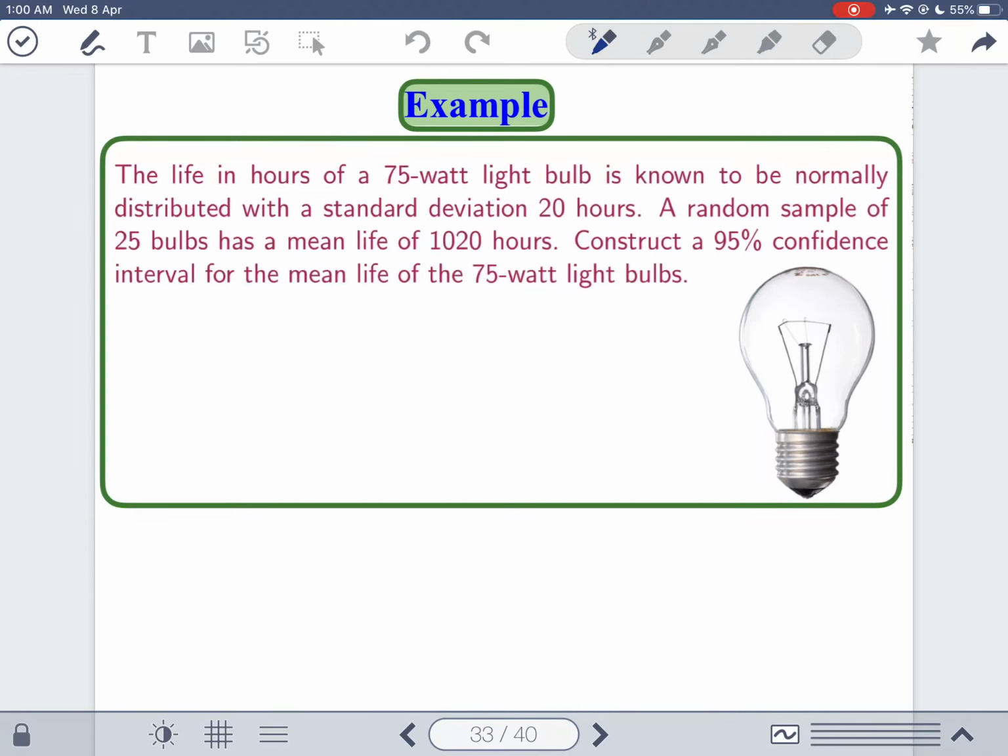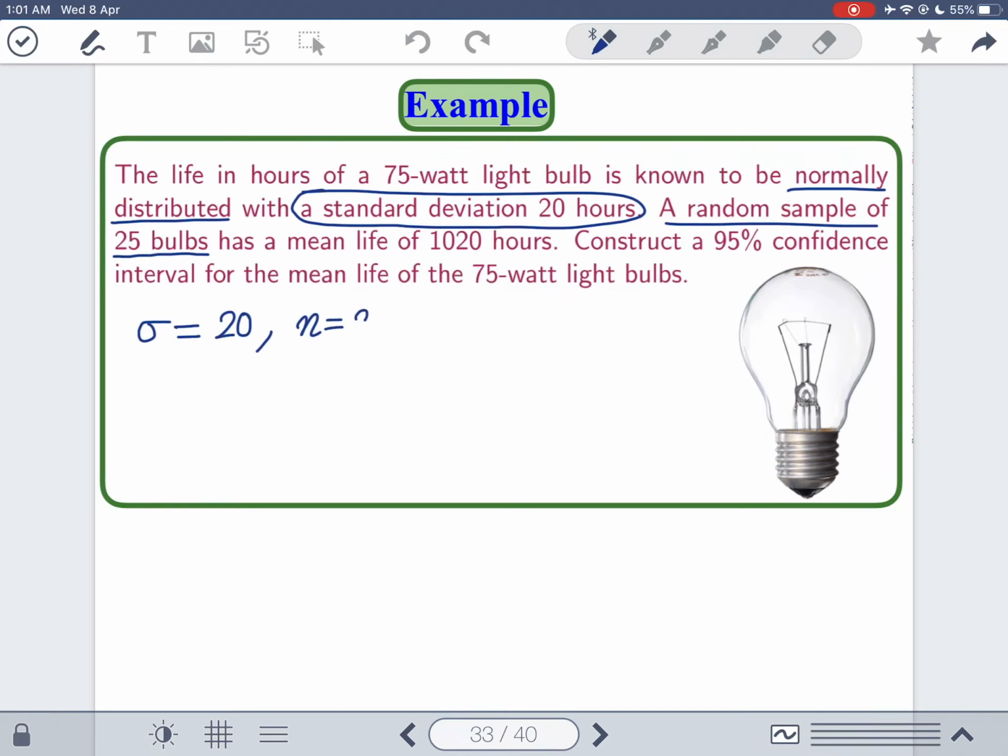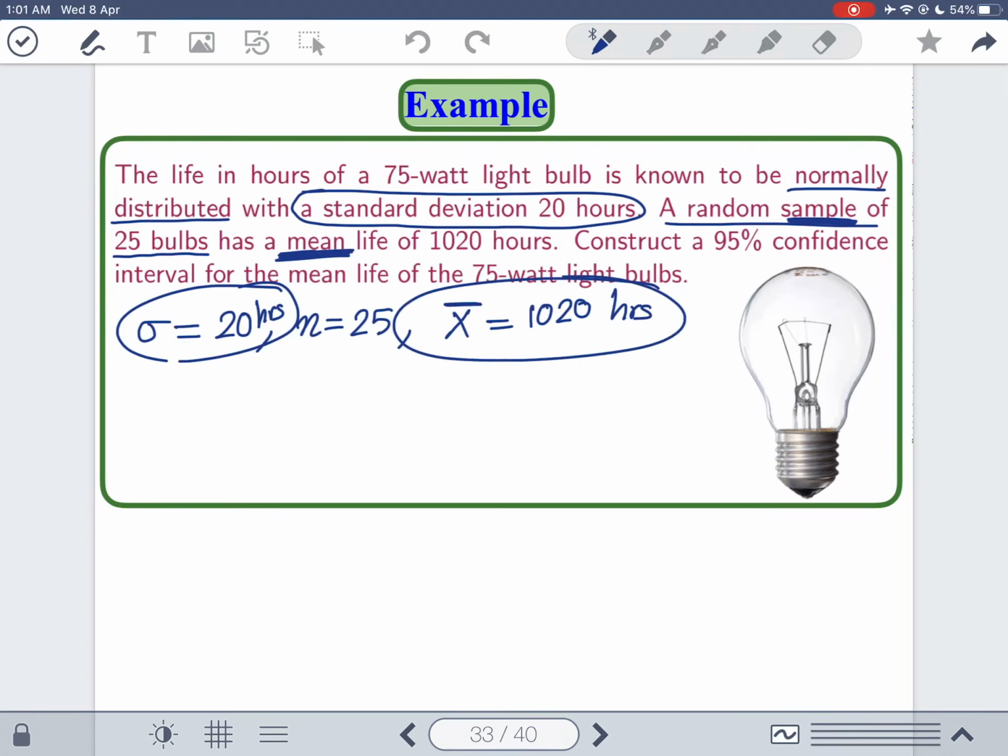So it says, the life in hours of a 75-watt light bulb is known to be normally distributed. So we don't care now if the sample size is large or small, it doesn't matter. The central limit theorem can be used, with a standard deviation of 20 hours. So we know that the population standard deviation is 20 hours. And then a random sample of 25 bulbs. So our sample has 25. It's nice because radical 25 is 5. Just remember that. And a random sample has a mean. This means that this is x bar, because it's the mean of a sample, which is 1020 hours. This one, of course, is hours also, the standard deviation. Okay, and now they want you to construct a 95% confidence interval for the mean.